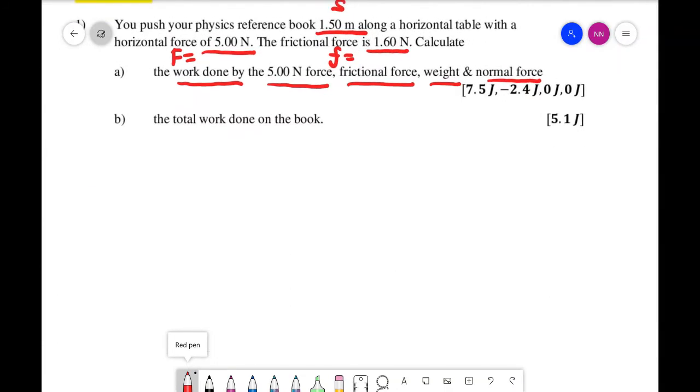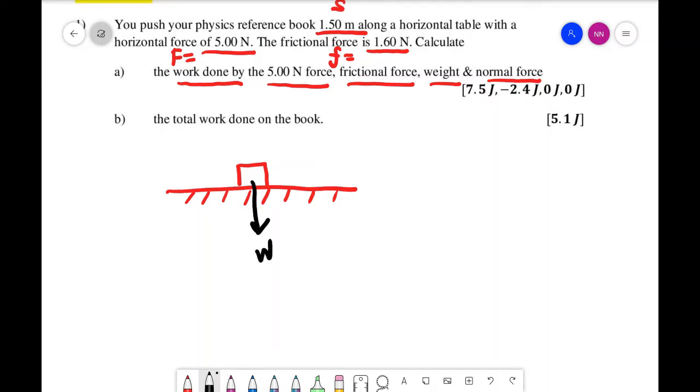Maybe we can draw all the forces acting on this book. So the book is on the table. Okay, this is the book on the table, and this is the table. The forces acting on this book are the weight, vertically downward, and then the normal force, 90 degrees to the table, and then there is a horizontal force. Maybe the displacement is to the right.